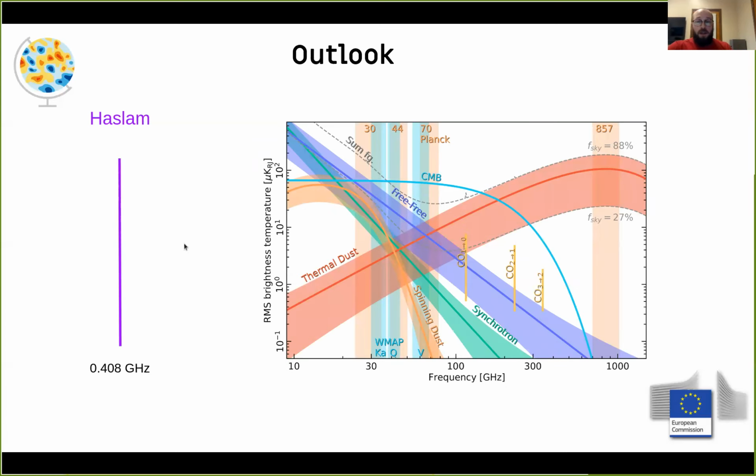So this is currently the system that we have right now. For intensity, we have Haslam 408 megahertz, the 0.408 gigahertz, and of course WMAP Ka, Q and V, Planck LFI, and Planck 857. This is all that's gone into the Beyond Planck runs currently.